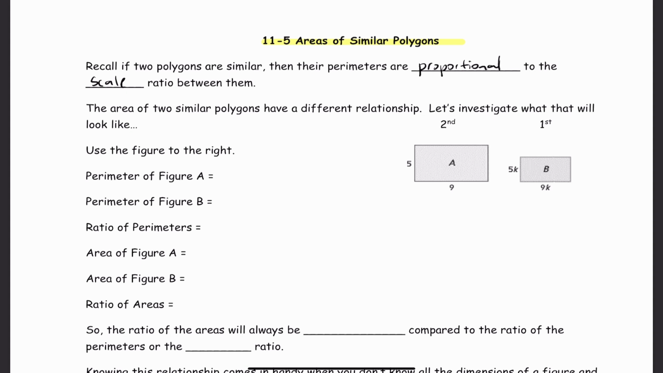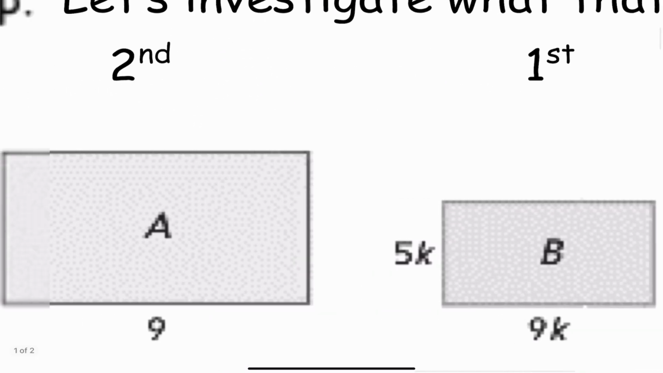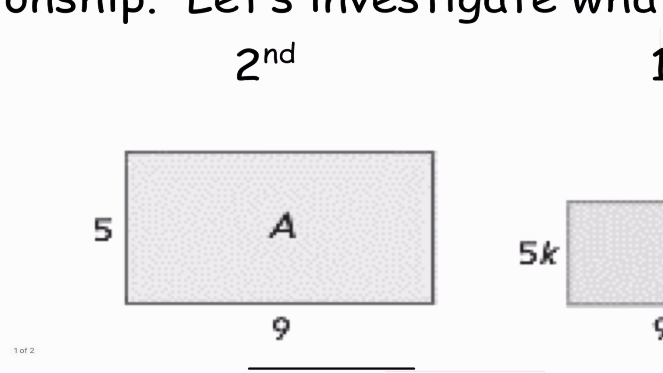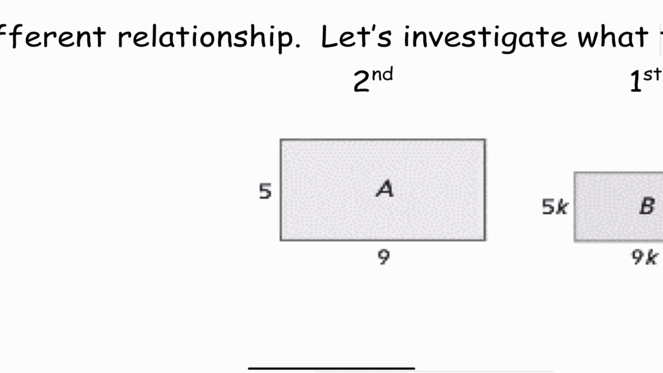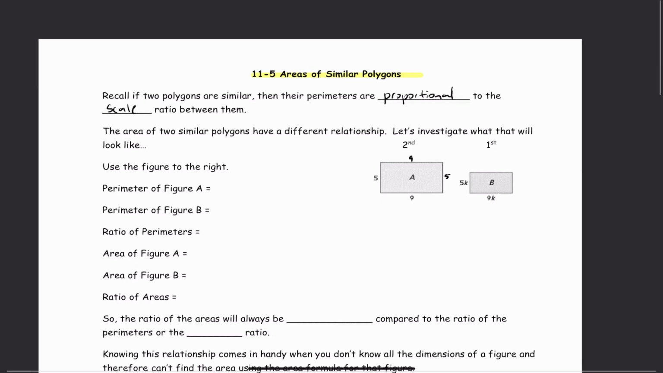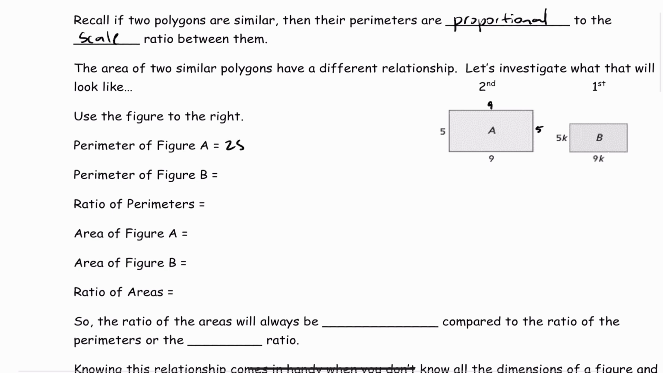The first thing that we're going to do is find the perimeter of figure A, and then find the perimeter of figure B. So this is the first figure, that's figure B, and this is our second figure, which is figure A. To find the perimeter of figure A, that's really easy. If this side length here is 9, then this side length must be 9. If this side here is 5, then this side must be 5. So I'm going to add up all the sides: 9 plus 9 plus 5 plus 5 gives you 28.